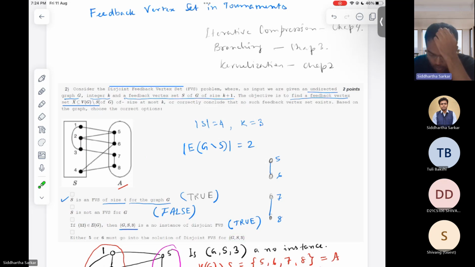Then you cannot take 7 and 8 only. So both 5 and 6 cannot be neglected. So either 5 or 6 must go into the feedback vertex set for this graph, which is disjoint from S, right?